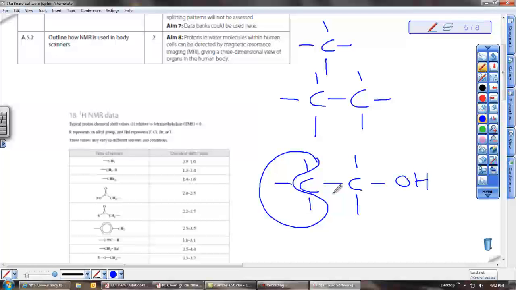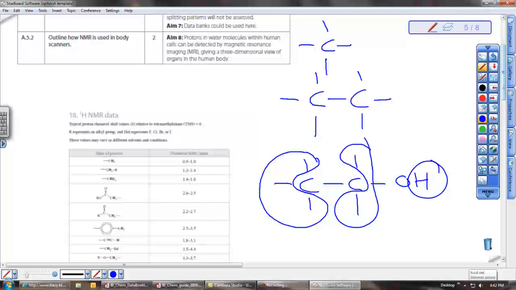Do you understand? This hydrogen is attached to a carbon, which is attached to a methyl group and OH on the other side. This hydrogen is attached to a carbon attached to a methyl group and OH on the other side. So this would be another peak. They have the same environment. This hydrogen would be yet another peak, the same environment. You understand? 3 different peaks. Does everyone understand that?